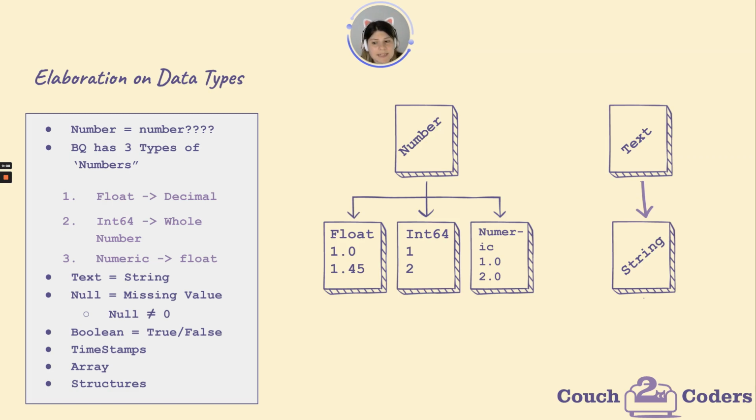There's also things called timestamps, arrays, and structures. And Booleans, which are true and false. Those last 4, these are just for your information. As we come across them throughout the course, we'll start elaborating on them. But for now, just know that they exist.